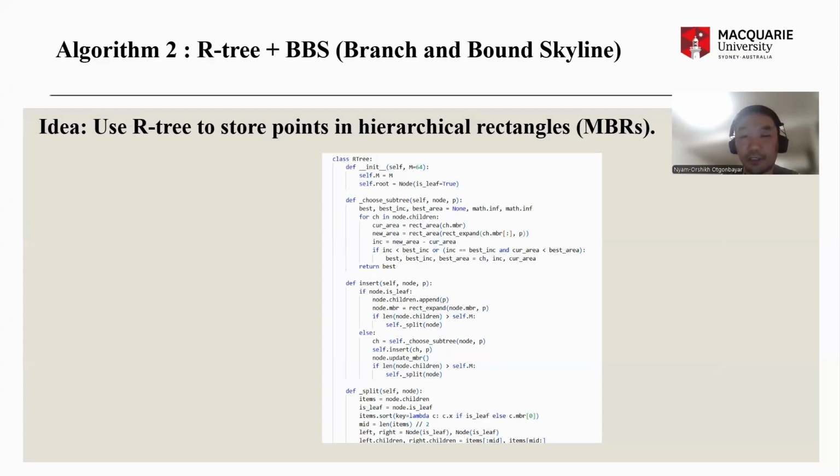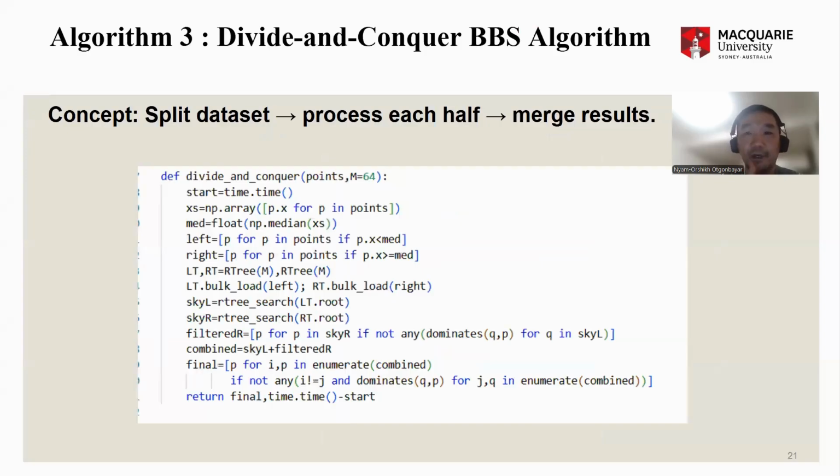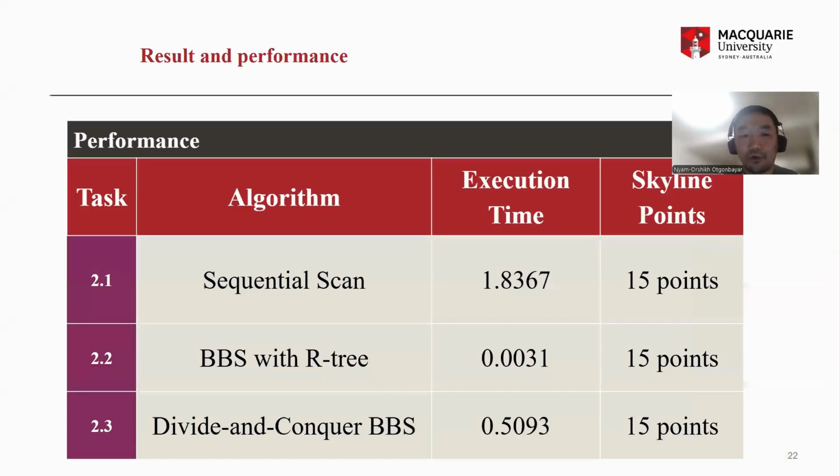And the third algorithm, the divide and conquer branch and bound skyline algorithm. We split the dataset based on the median X value and Y value, build two R-trees, and run the branch and bound skyline for each dataset, and then merge the two partial skylines by filtering out the dominated points. So this is our result and performance. First, the sequential skyline took 1.8 seconds and found 15 points.